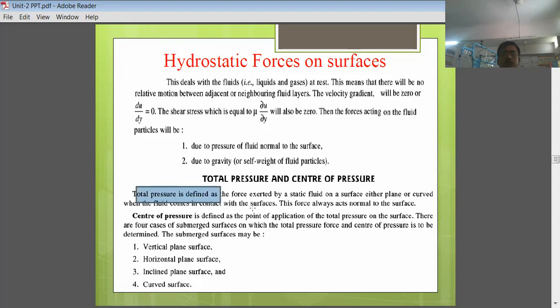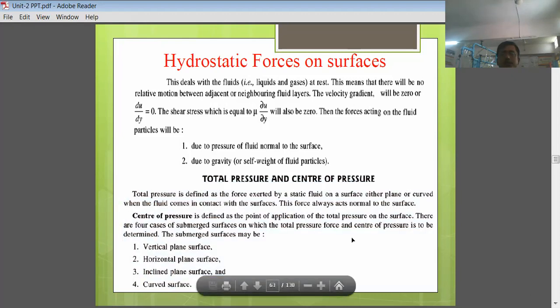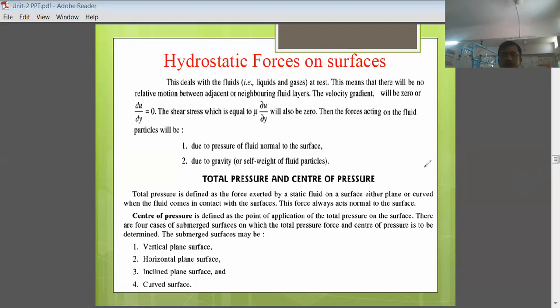Total pressure is defined as the force exerted by a static fluid on a surface, either plane or curved, when the fluid comes in contact with the surface. And one more thing I forgot to tell you: this total pressure force always acts normal to the surface which is in contact.